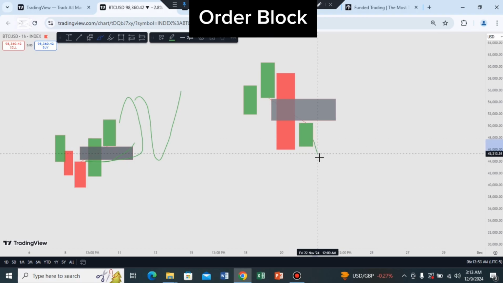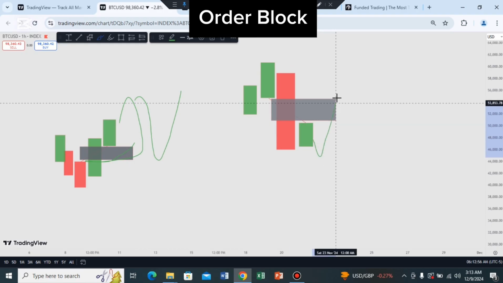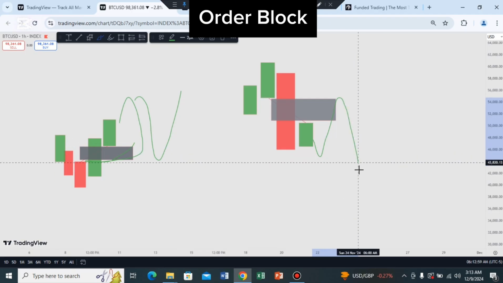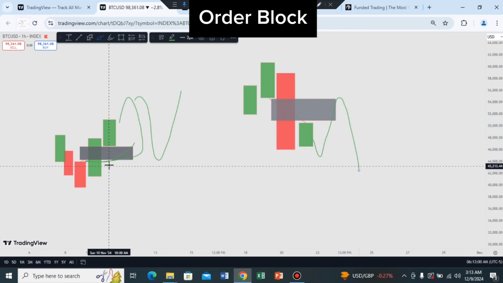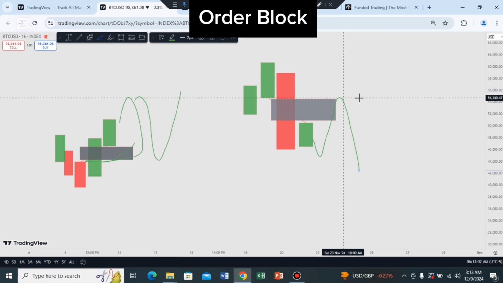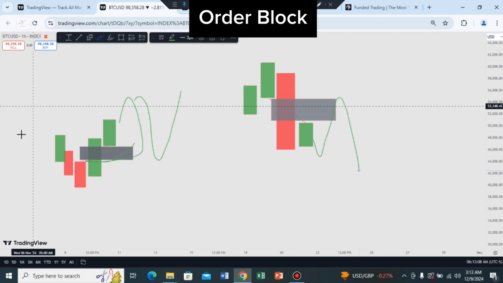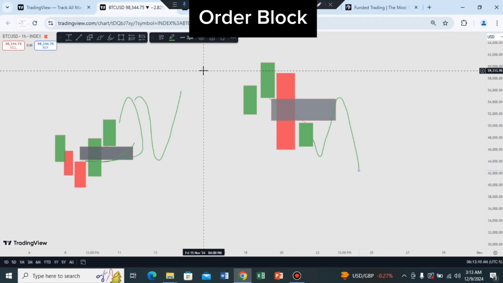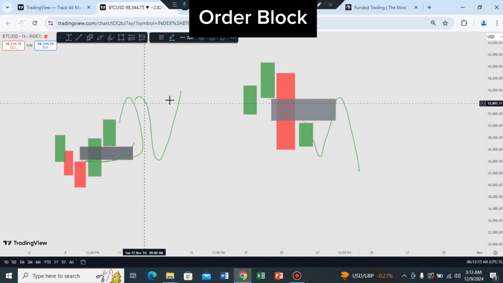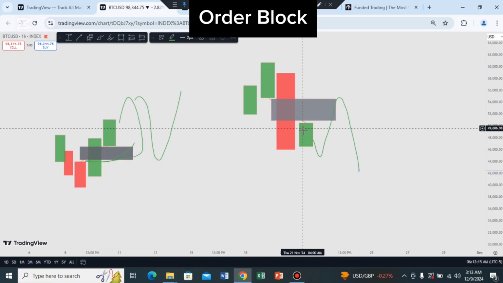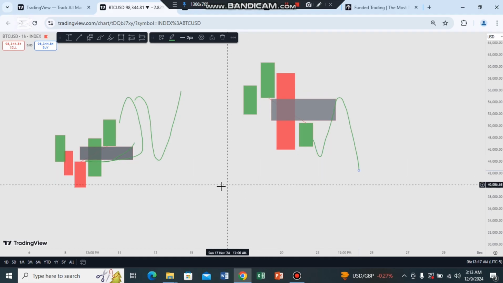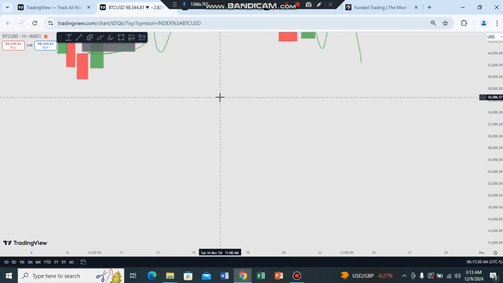There are specific structures which form, and then when it retests these areas, you will get a reaction like this. In this case, you will get a bullish reaction, and in this case, you will get a bearish reaction and the price will go down. But this does not happen every time. There are specific points in the chart where you will get these structures and then you will get the reaction, and I will teach you that in a moment.